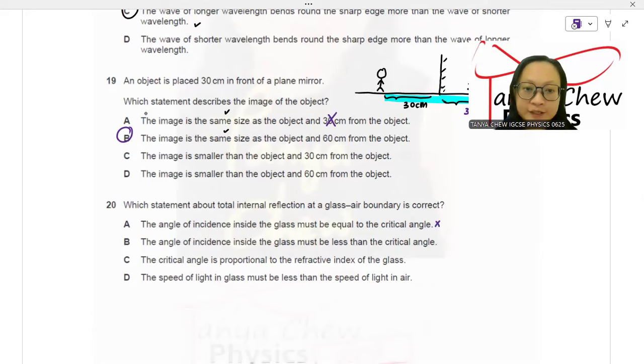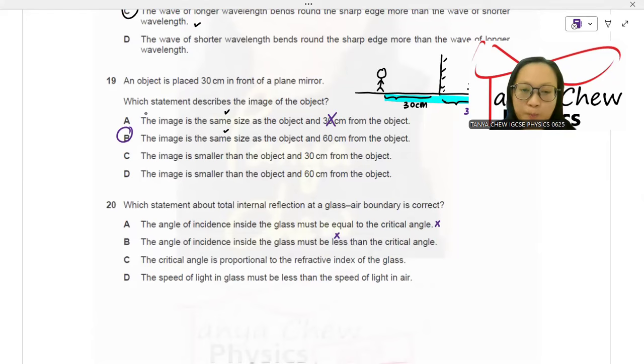B, the angle of incidence inside the glass must be less, it cannot be lesser. There are two conditions to be fulfilled in order for total internal reflection to occur. The wave must be traveling from the denser medium, in this case from glass to air. Second, the angle of incidence must be larger than the critical angle. If lesser than the critical angle, some of the waves will be refracted and some of the waves will be reflected.